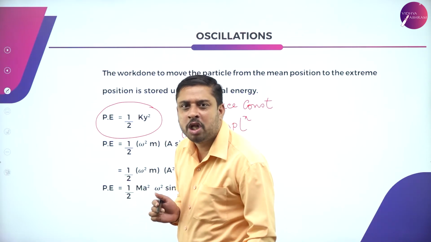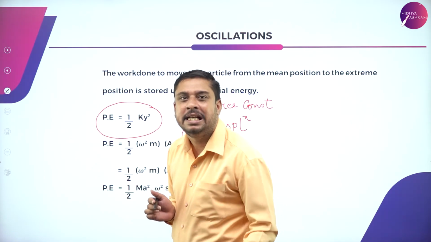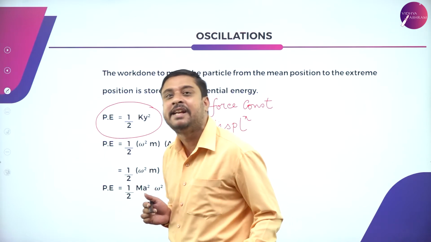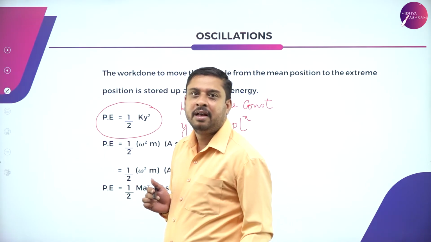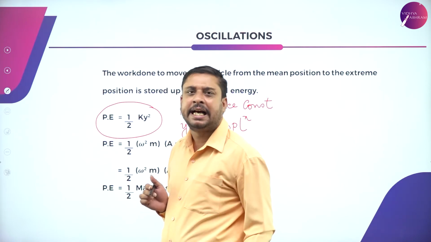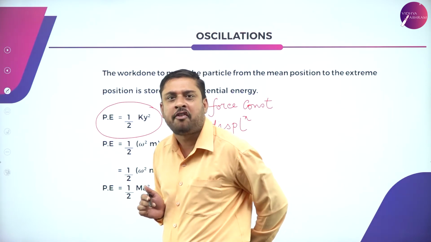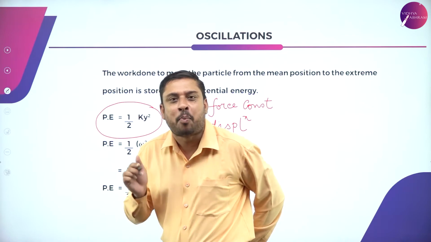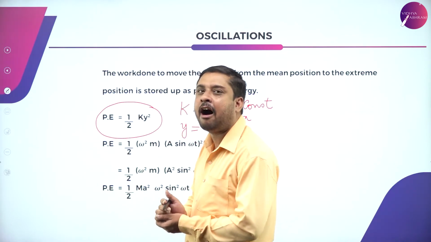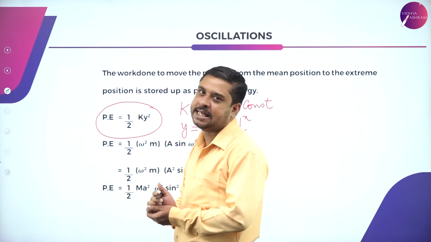Now, we have treated every particle here as a harmonic oscillator. Their oscillations are identical to that of a spring. So the potential energy of a spring is half ky square.